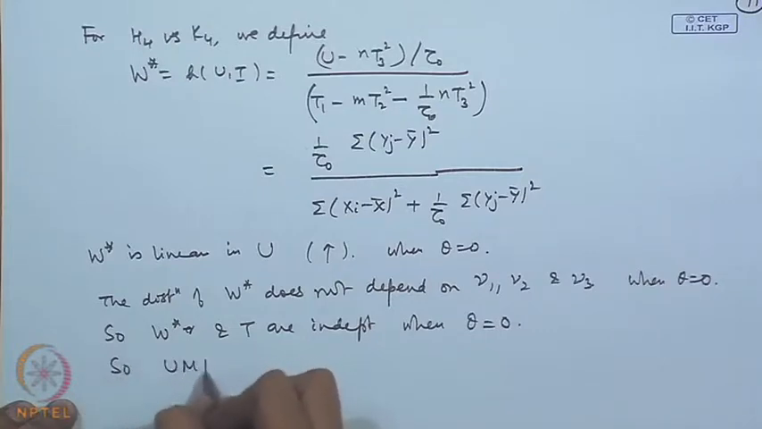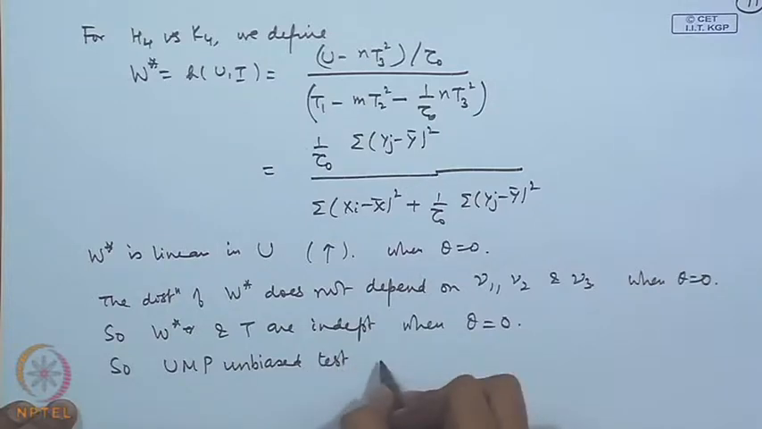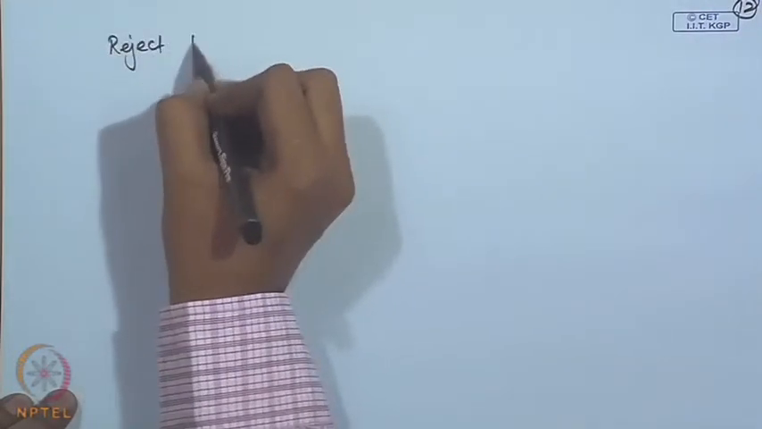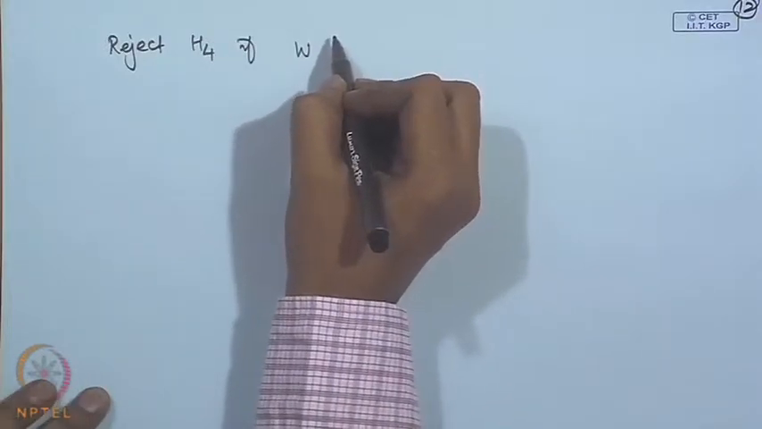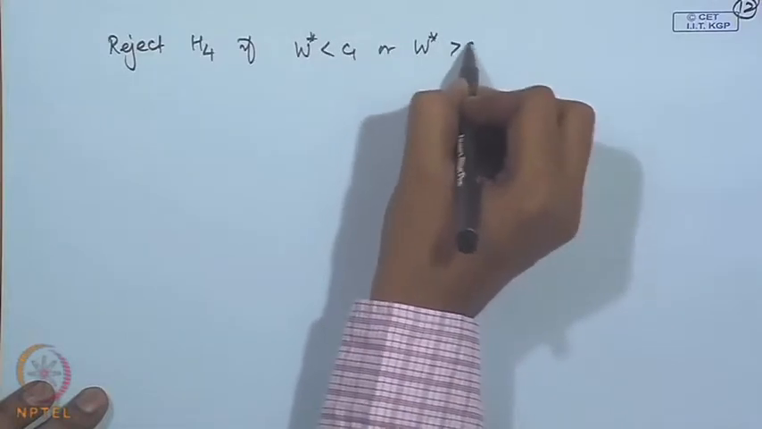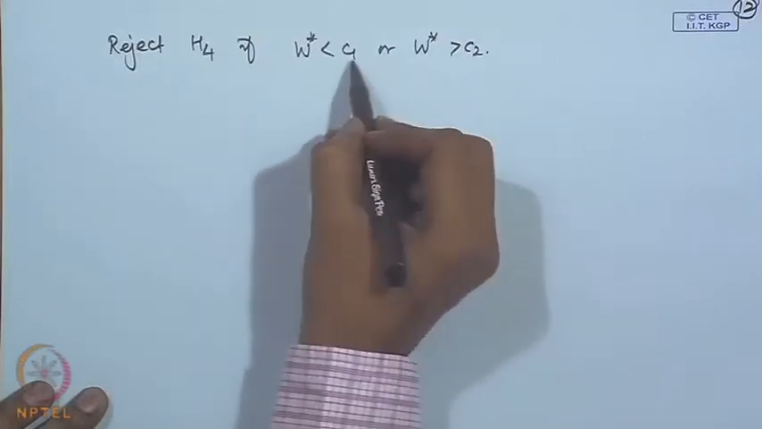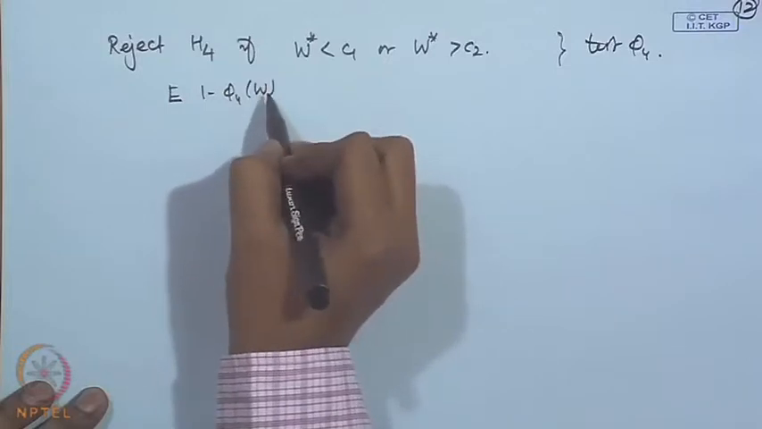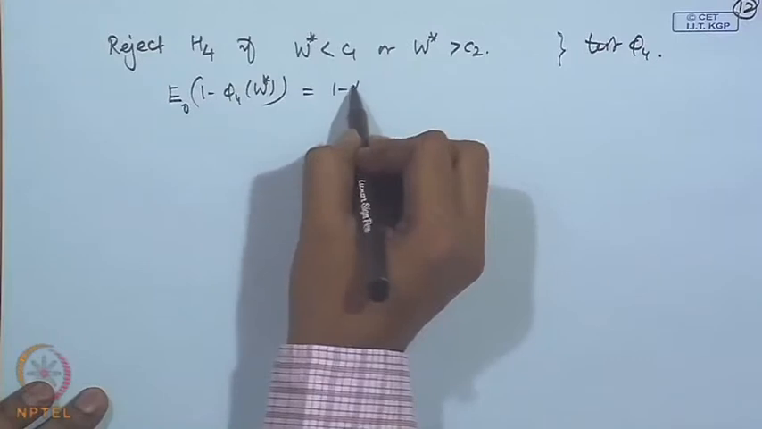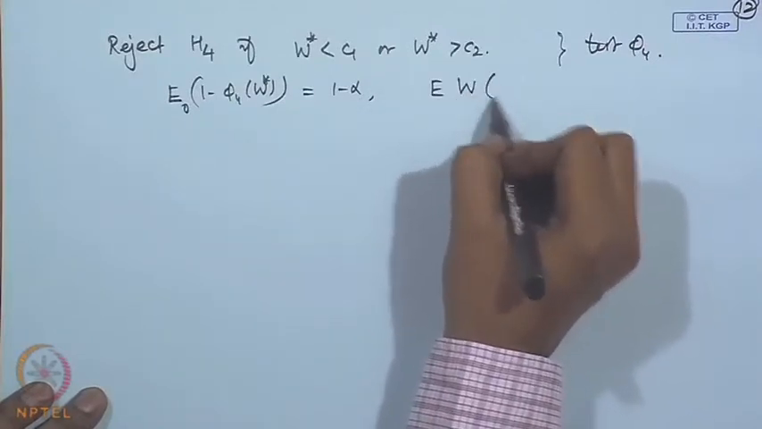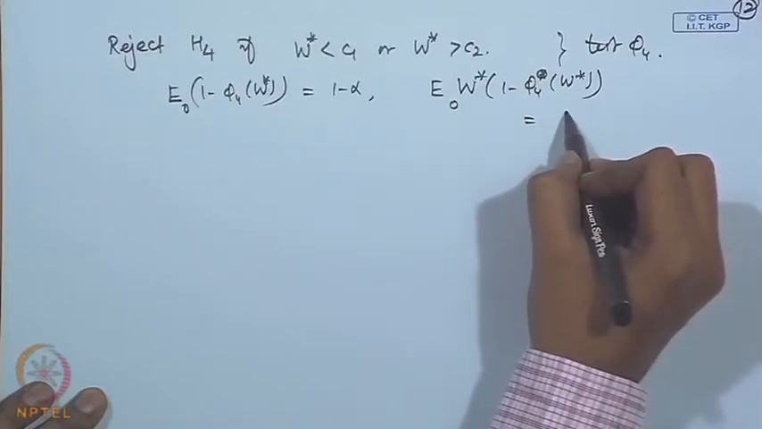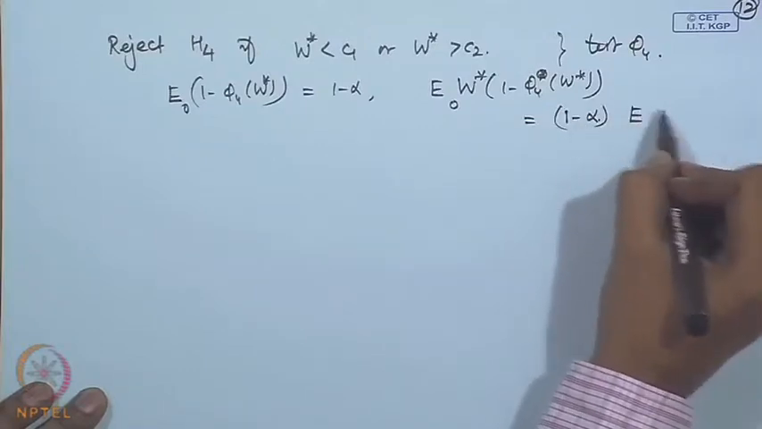So, the UMP unbiased test for H4 versus K4 is given by: reject H4 if W star is less than C 1 or W star is greater than C 2. Now, to determine C 1 and C 2, the conditions are, let me call this test phi 4, then you have expectation of 1 minus phi 4 of W star at theta equal to 0 is equal to 1 minus alpha, and expectation of W star times 1 minus phi 4 of W star is equal to 1 minus alpha times expectation of W star at 0.